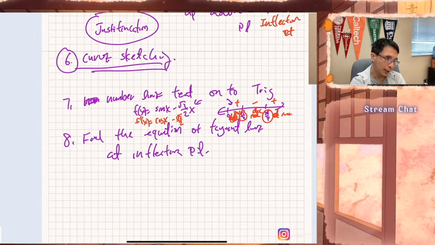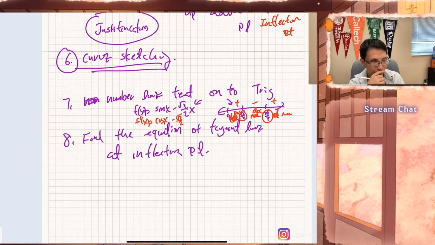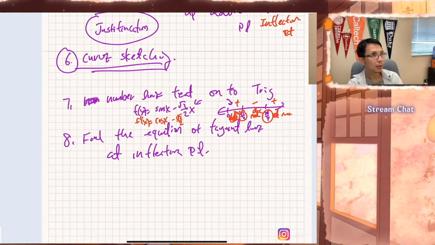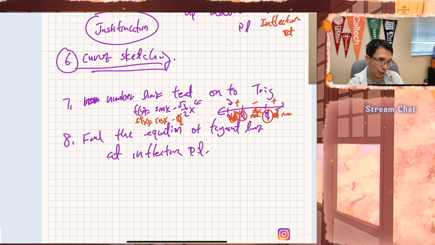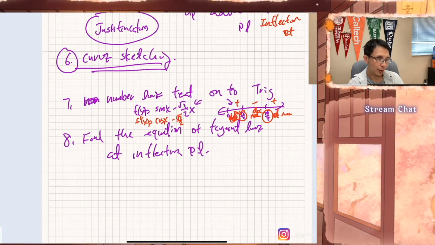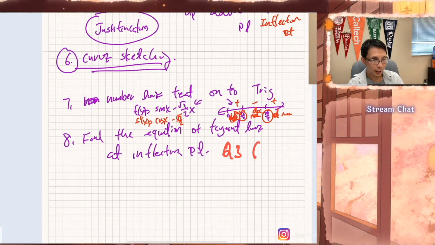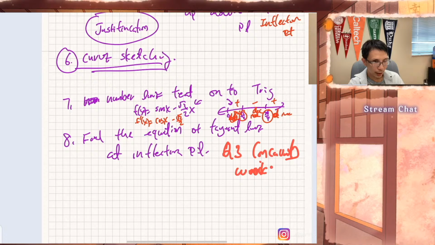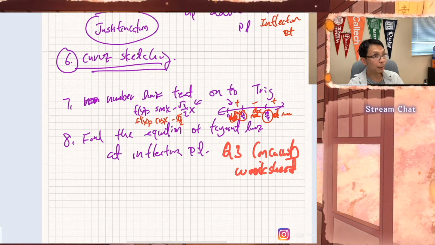Now, number 8 is my favorite. It says find the equation of the tangent line at inflection points. That's very easy. There was a question just like that, question 3 on your concavity worksheet. So remember, question 3 in your concavity worksheet has a question like that. Okay, it was a standard form.